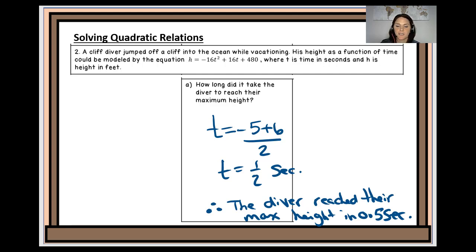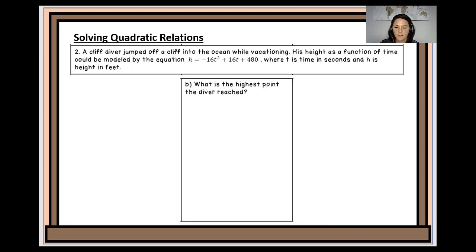Okay, let's move on to part B. What is the highest point the diver reached? So we're going to take that t is equal to 0.5 and we're going to substitute it into the original equation. You could either leave it as a fraction or change it to a decimal, whatever you prefer.